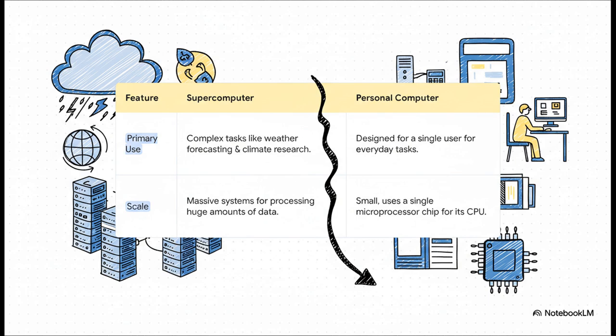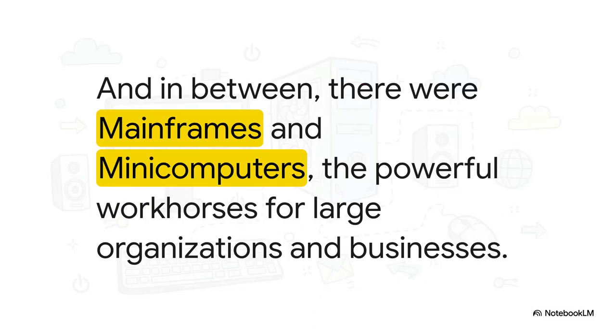Yeah, and this slide just lays it all out, right? On one hand, you have supercomputers. We're talking massive systems, sometimes filling entire buildings, tackling huge problems like forecasting hurricanes. And on the other hand, you've got the personal computer, the PC, designed for just one person with its brain on a single little microprocessor chip. And, filling the gap between those two extremes, we used to have things called mainframes for big corporations and minicomputers for smaller companies. You don't hear the term minicomputers so much anymore, but they were a super important step in the story of computing.